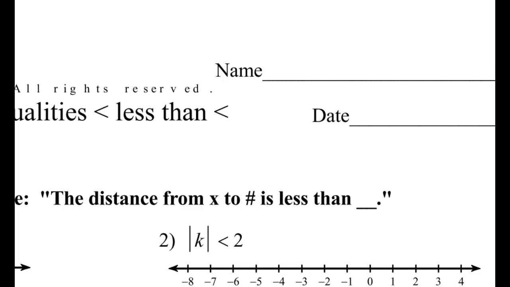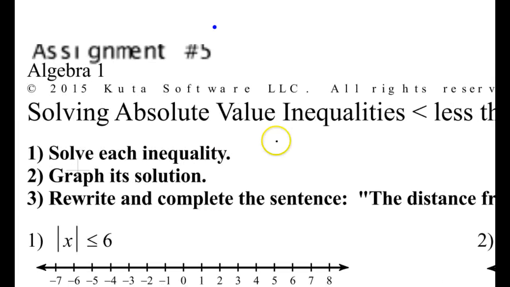On the quiz, you're going to have to be ready for these to be mixed. So we separate them on the worksheets. Number 4 was greater than, number 5 was less than, so you kind of knew already what the graphs would look like.